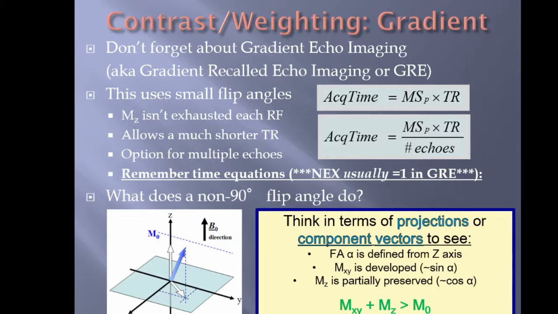So think of the angle 45 degrees. The cosine and the sine of 45 degrees are the same, because it's from an isosceles right triangle, which is 0.7, right? So if I have 0.7 of M0 in the xy plane, and 0.7 of M0 along the z-axis, well, then I have 1.4 M0. I've increased my functional amount of total magnetization by 40%. How did that happen? Math magic.